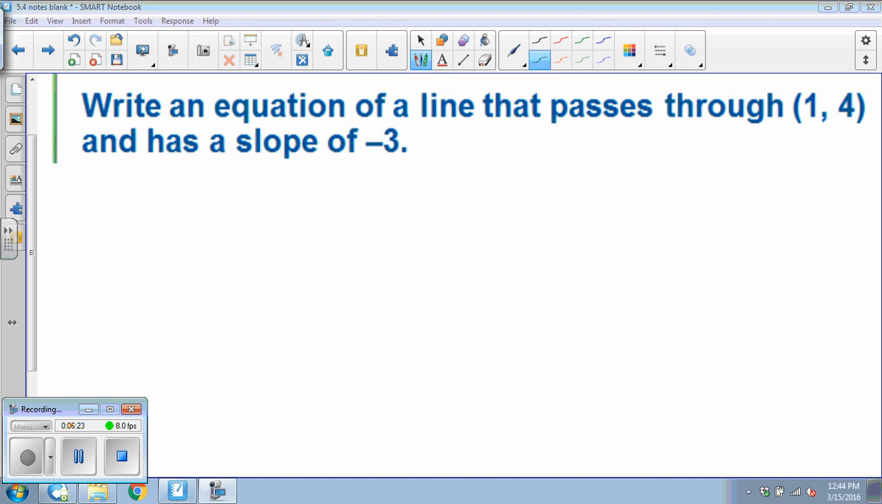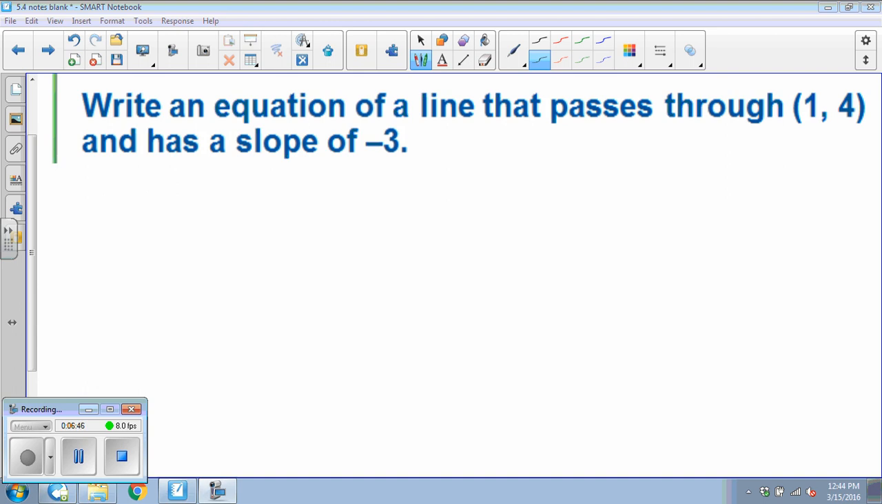All right, so let's look at this one. I'll do it with you. It says, write an equation of a line that passes through the point (1, 4). They always give you a point. They don't always give you the slope, but they always give you a point. But if they don't give you the slope, they have to give you a way to figure out what the slope is. Okay? But this one, they give you a point and they give you the slope.